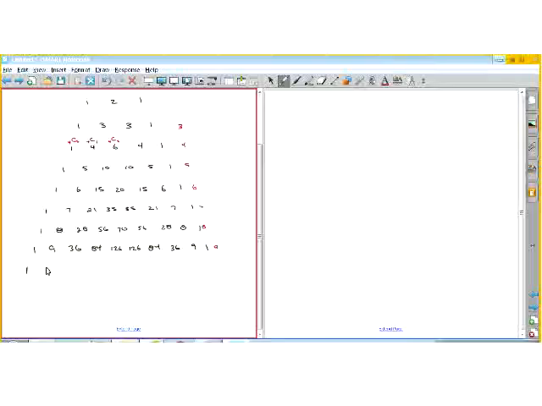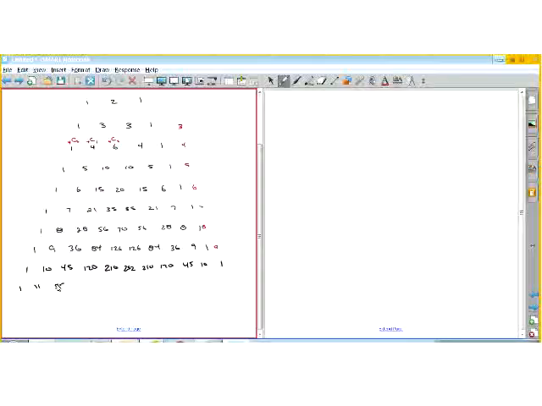Okay, so we got 1, 10, 45, 120, use my calculator now. 126 plus 84 is 210. 126 times 2 is 252. And now everything's symmetric. 210, 120, 45, 10, 1.